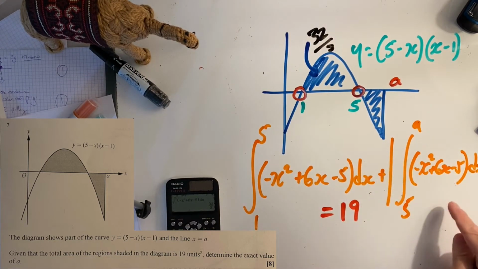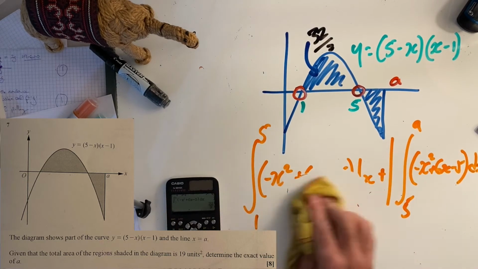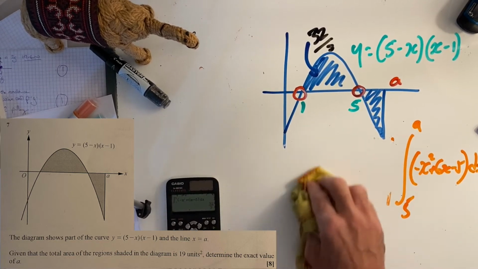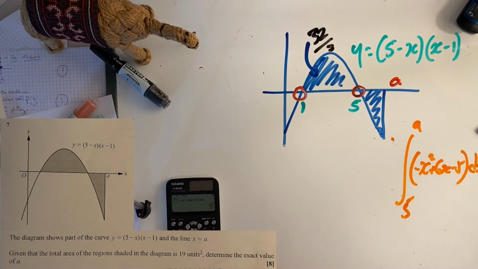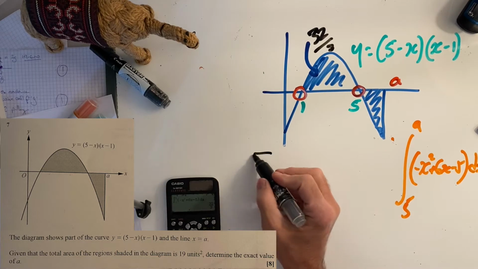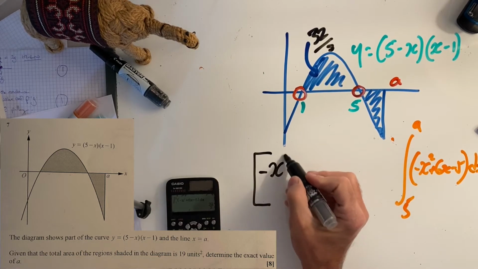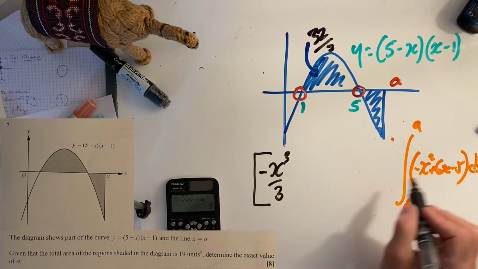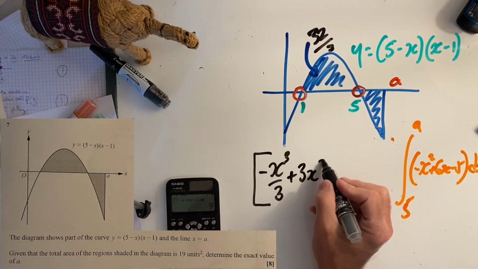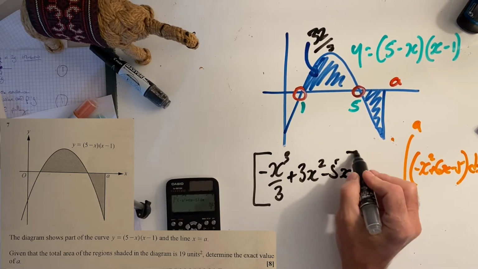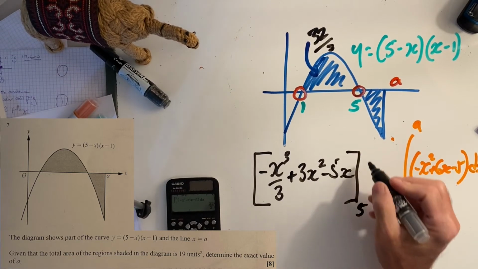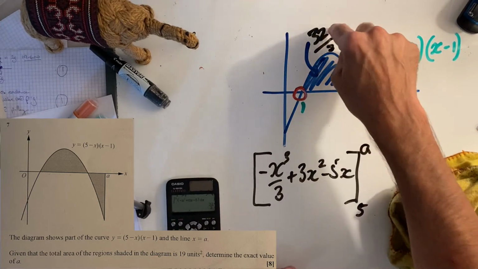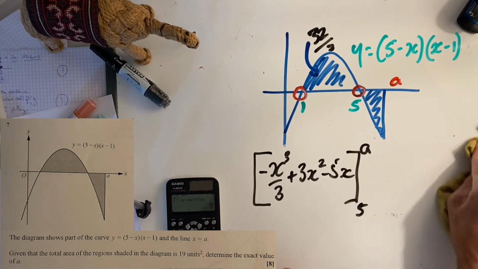Now I've got to integrate this bit here, which I'm going to do in this section, because I don't have a definitive value of a there. So if I integrate that, I get negative x cubed over 3, then x squared, so it's 6 over 2, so it's plus 3x squared, minus 5x, all the way between 5 and a. So now I know that if I add that with this, I get 19.